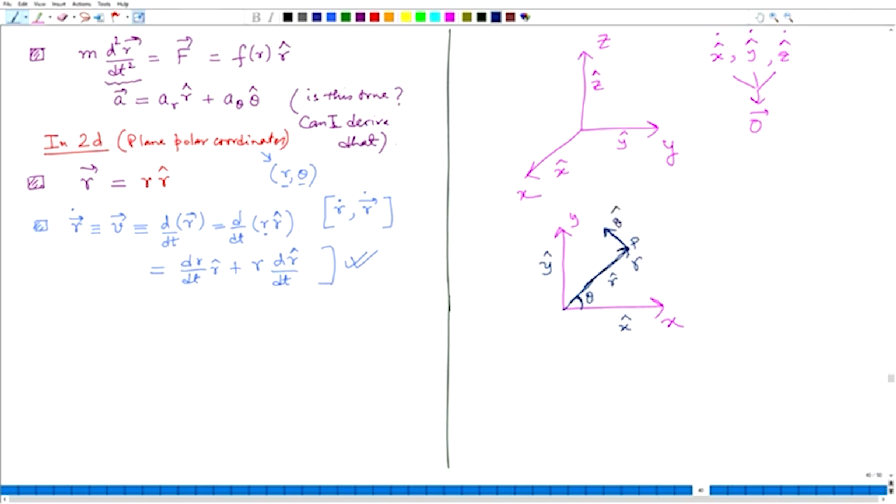Now, if the particle with time is travelling from here to here, then of course, in the new position the particle will have a new r cap direction and a new theta cap direction. So, I can call this r cap prime and theta cap prime. Unlike the Cartesian system, in plane polar coordinates, and this is also true for cylindrical and spherical polar coordinate systems, the unit vectors are not constant in time.